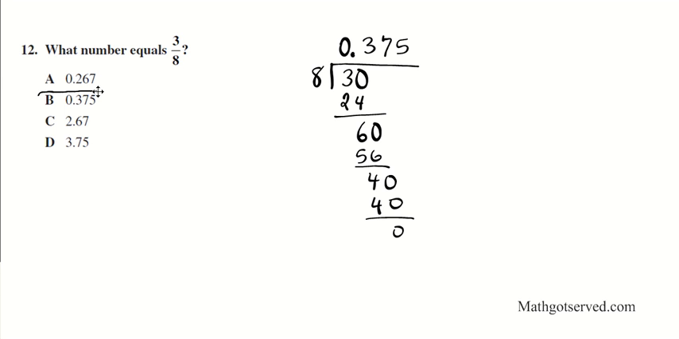So to convert from a fraction to a decimal, all you need to do is long division. The denominator goes outside and the numerator goes inside. All right, so there you have it. Moving on to the next one.